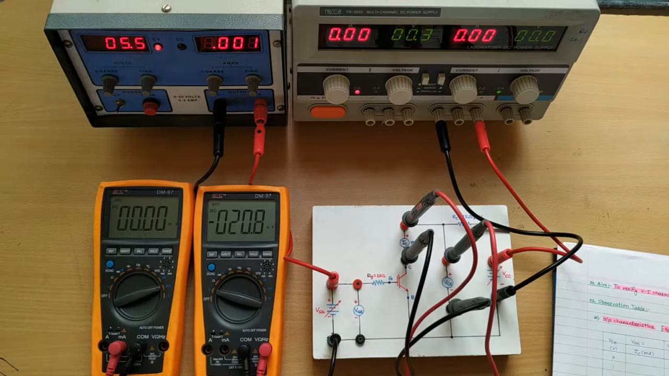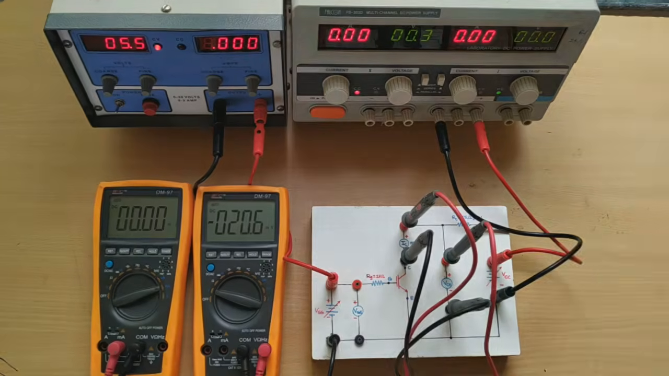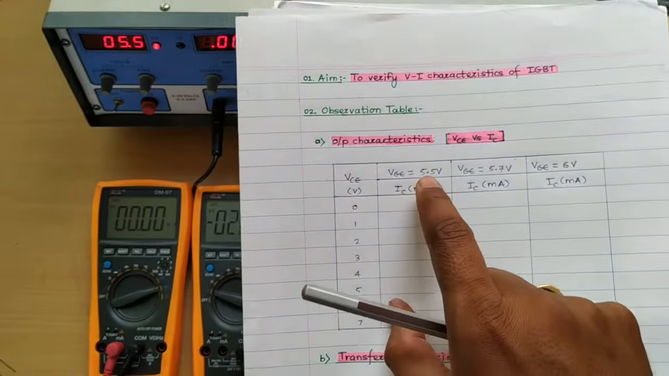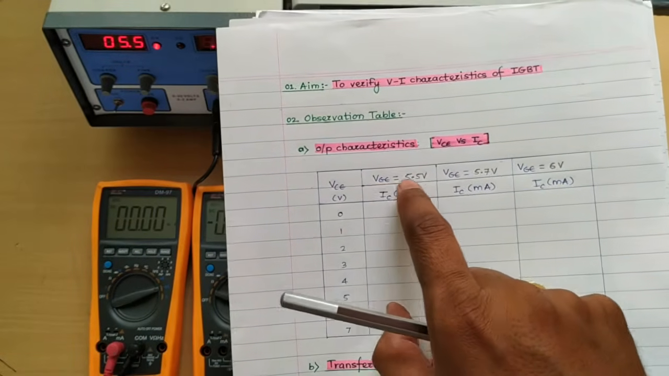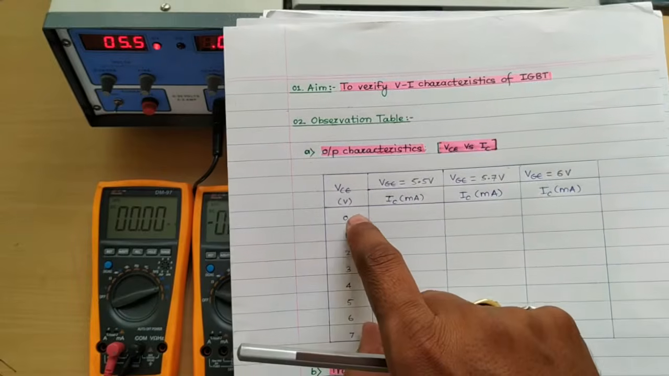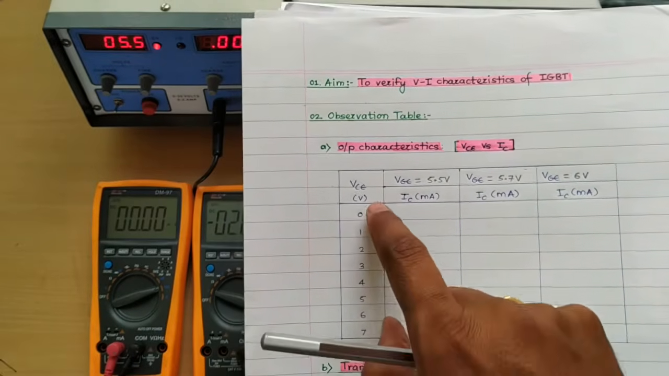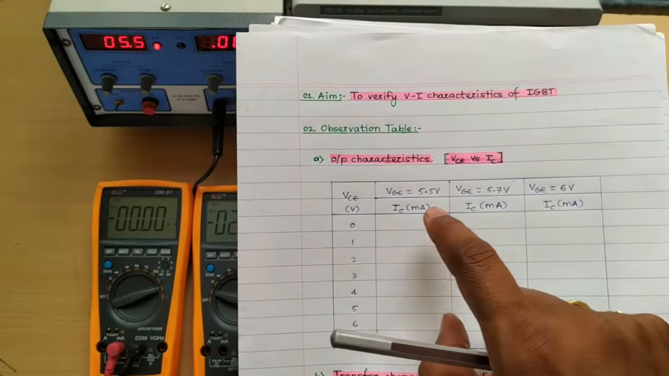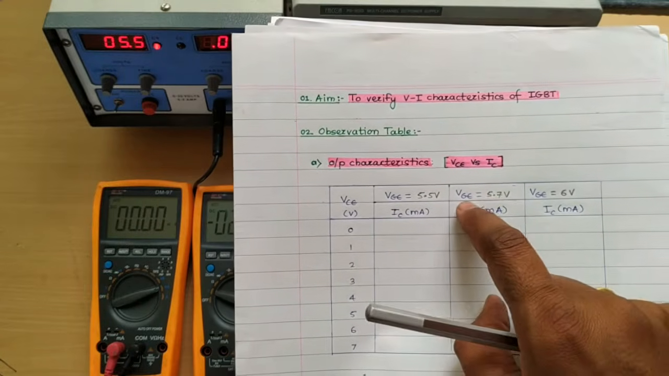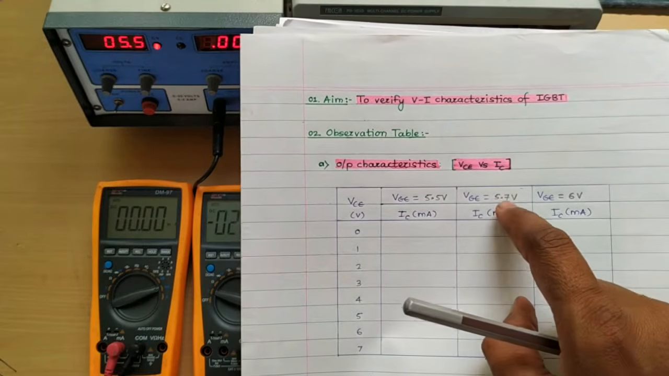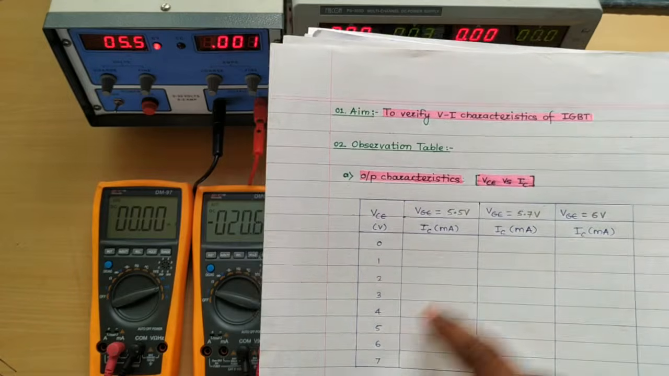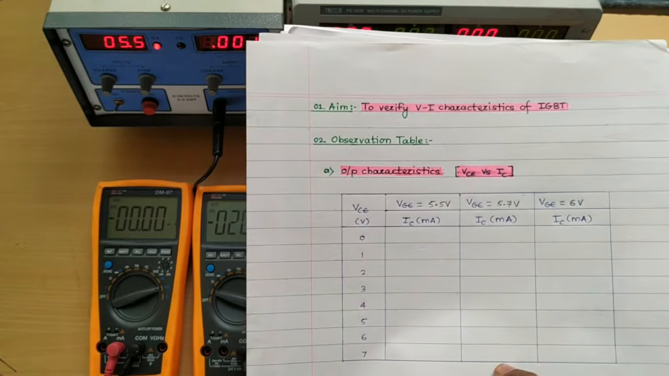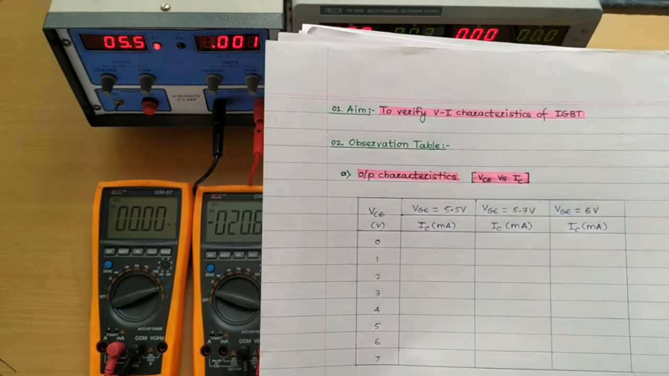So friends, now we have set the voltage to 5.5 volt. You can see we are setting the gate voltage to 5.5 volt. Then we will go on increasing VCE from 0 to 7 volt, and we will try to note down IC. Then again we will set gate to emitter voltage to 5.7. Again we will go on increasing the voltage, and we will measure current. In this way we will repeat this process 3 times.